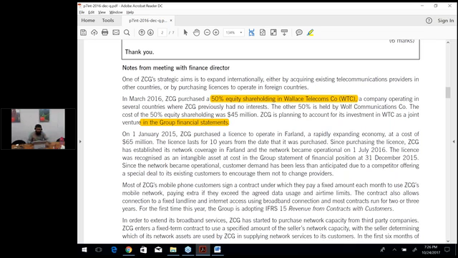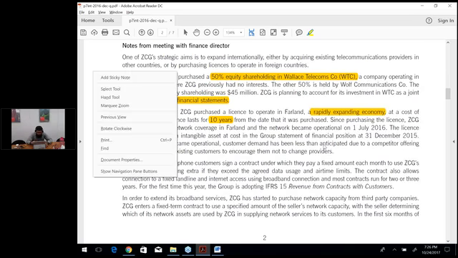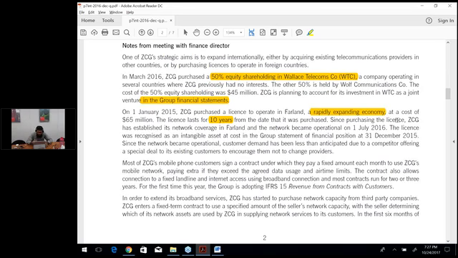Number two, it says in January 2015, ZCG purchased a license to operate in Farland, a rapidly expanding economy, at a cost of 65 million. The license lasts for 10 years from the date it was purchased. And since purchasing the license, ZCG has established its network coverage in Farland, and the network became operational on 1st July 2016.